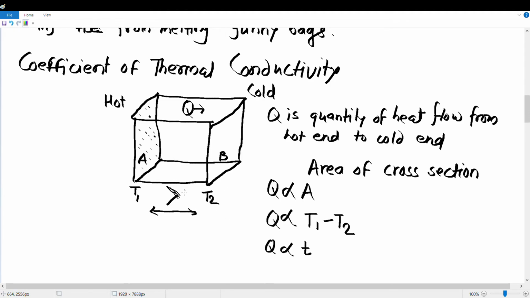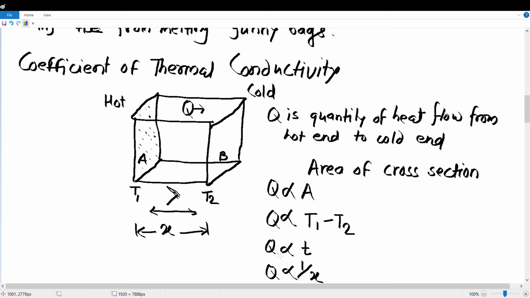If the time interval, the time duration, is increased, then the amount of heat which is conducted from hot end to cold end also increases. And the last factor on which this heat conduction depends is the distance between the two phases. If these two phases are widely separated, if the distance between them is large, then the amount of heat which flows from the hot end to cold end decreases.